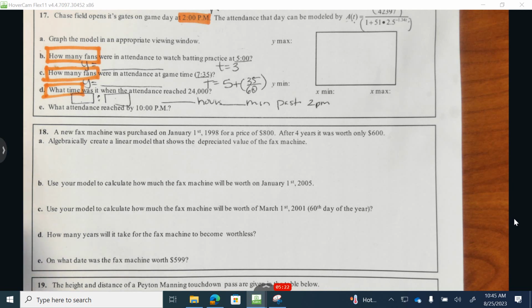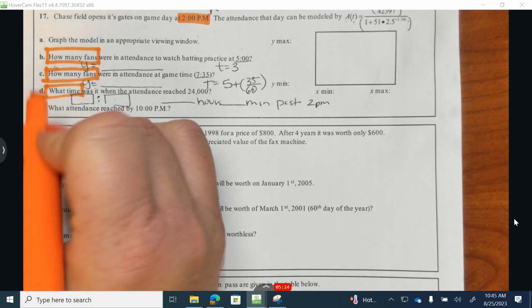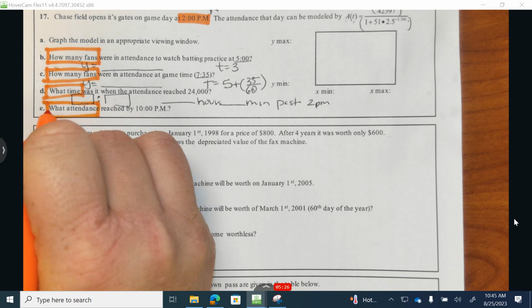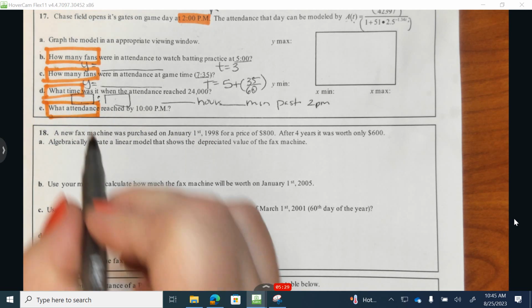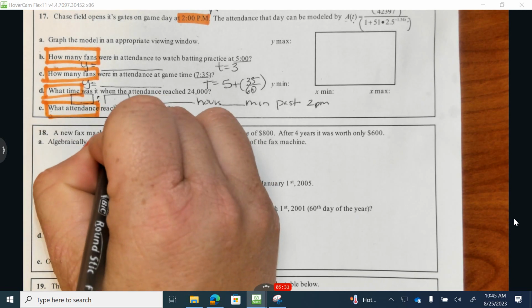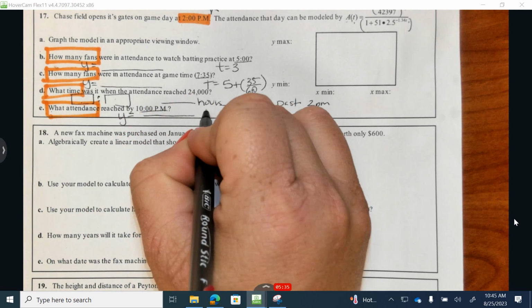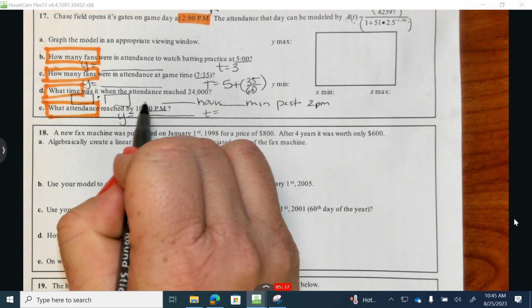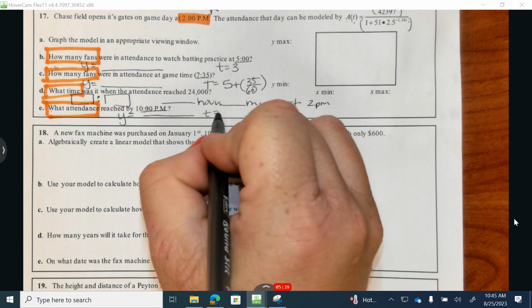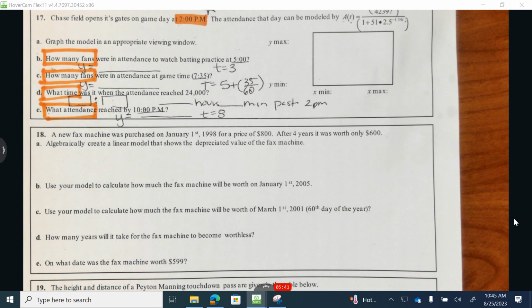Lastly, what is the attendance? Well, what is the attendance? It's just an alternative way to say how many fans. So I want to know how many fans or what is the attendance. That's a Y value. And I'm given a T value. Well, I have 10 o'clock, from 2 to 10 is 8. Now, if you're wondering, why do I do this in advance? You don't have to. That's how my brain organizes information.